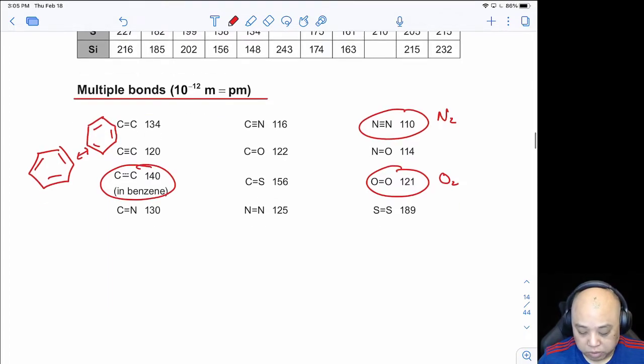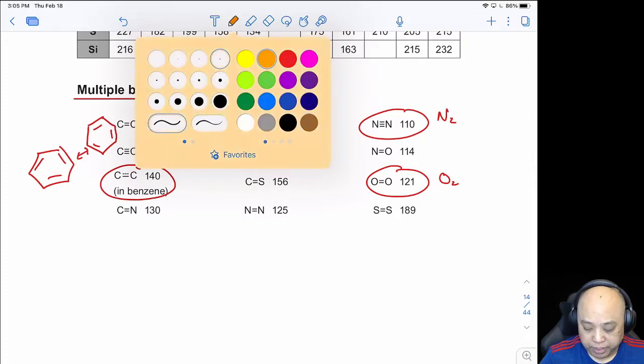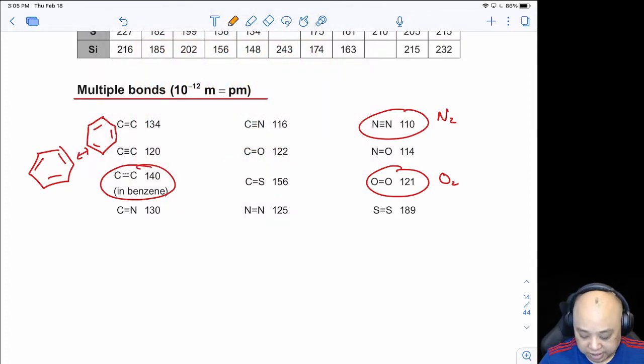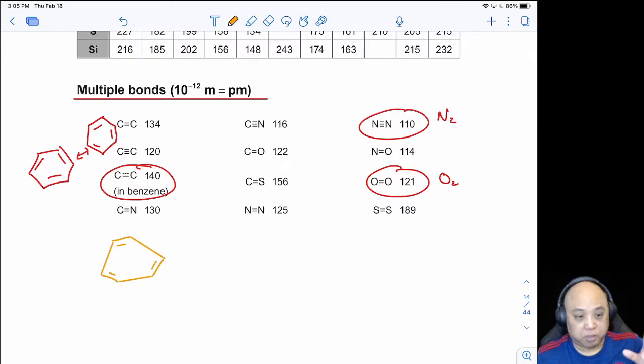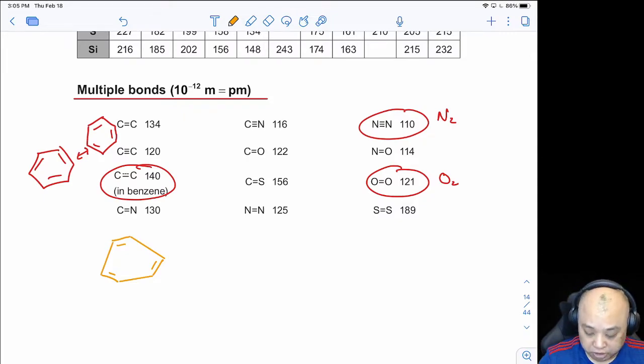I think we were talking about this before, that if there was no such thing as resonance here, then you would have this weird shaped structure, something like this, right? Because your single bonds would be longer than your double bonds, and so you would have this really uneven structure. And scientists have found that that's not the case, and this is what explains resonance.